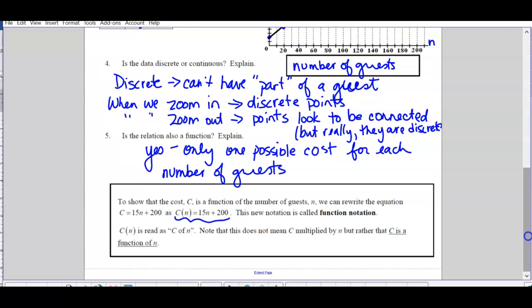So how do we read it? It's read as C of n. So C of n equals 15n plus 200. This does not mean C multiplied by n. The brackets here do not represent multiplication. You need to remember the context of a question or an equation or anything in math. If you see an equals after the C bracket n, and you see an n on the right-hand side, that means it's function notation. So C is a function of n. In that function machine, n goes in and the cost comes out.